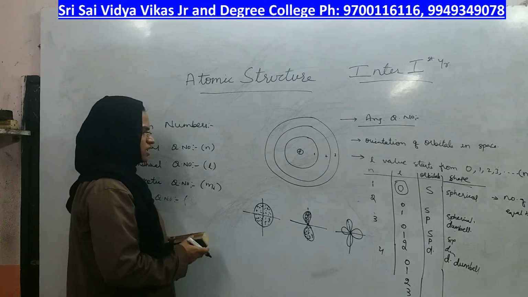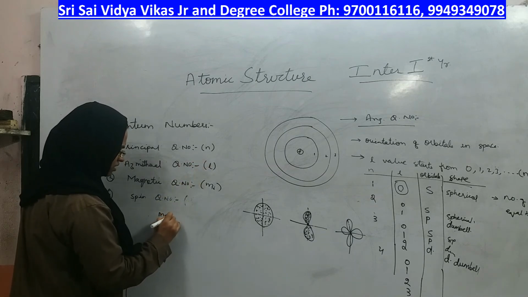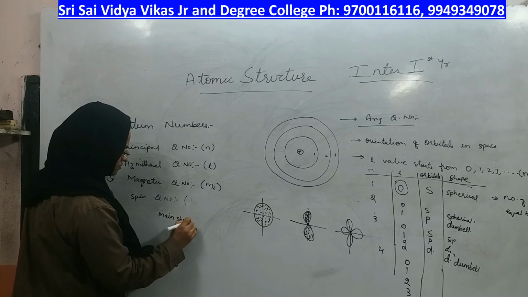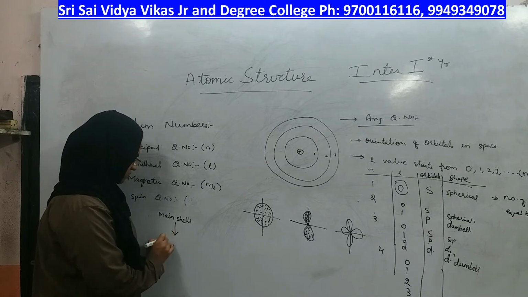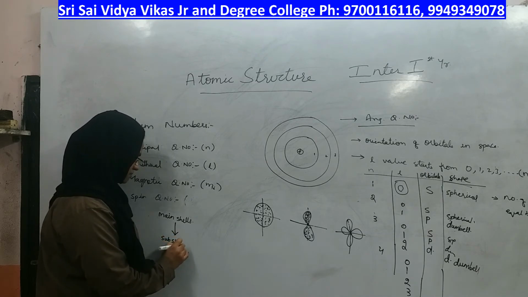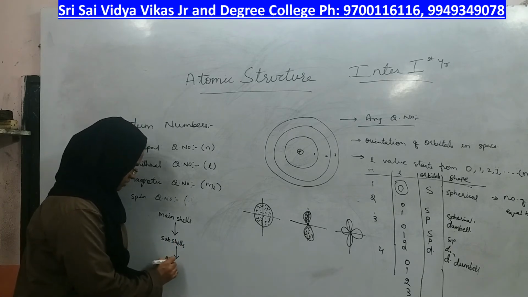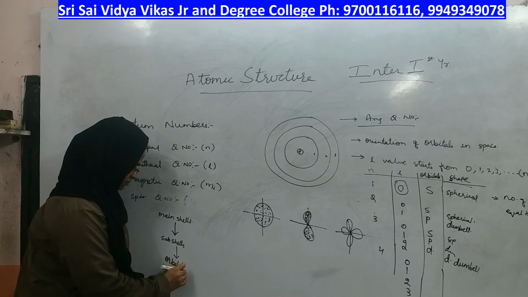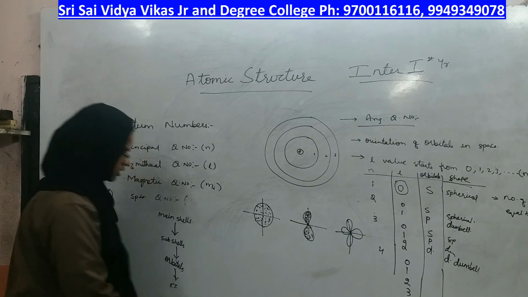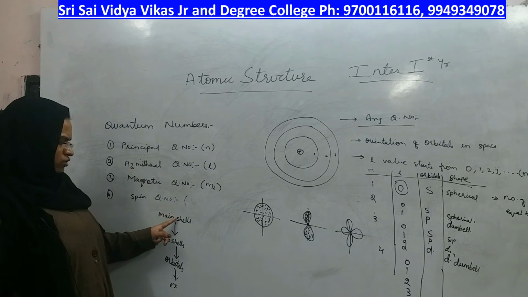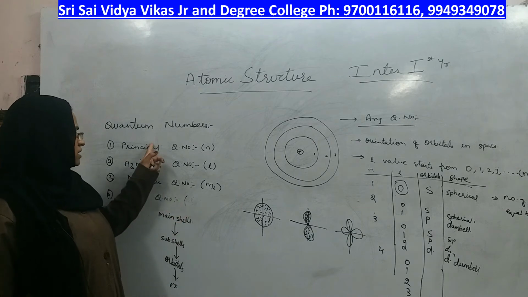Till now what we have seen is that the rings you are seeing are main shells. Inside these main shells, who will be there? Subshells. Inside those subshells, who will be there? Orbitals. Inside those orbitals, who will be there? Electrons, right?